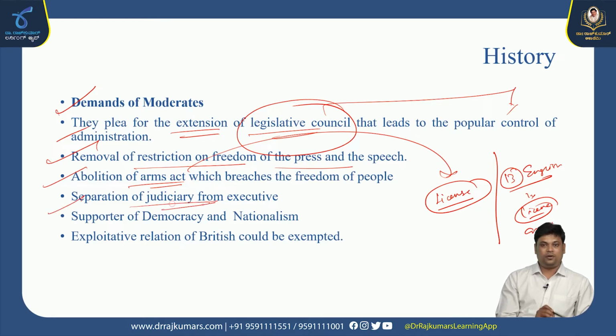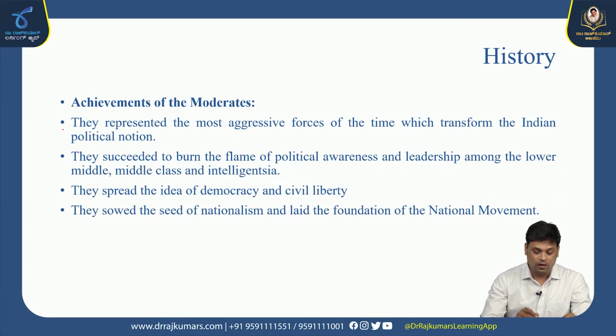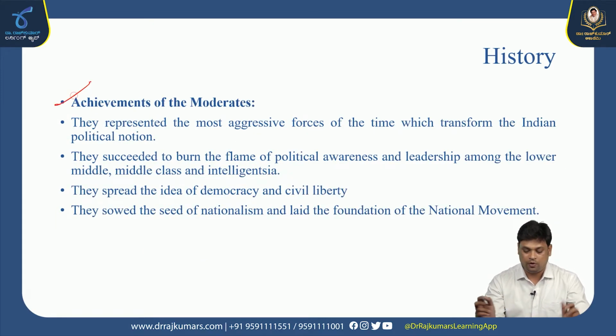Separation of the judiciary from the executive: there should be no interference of the executive in the judiciary, and each should be independent. They were supporters of democracy and nationalism. They wanted an end to the exploitative relation of the British, because the British were always focused on exploiting the resources of our country. Achievements: what achievements were made by the moderates?